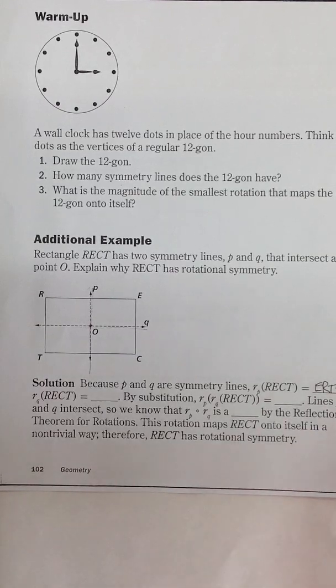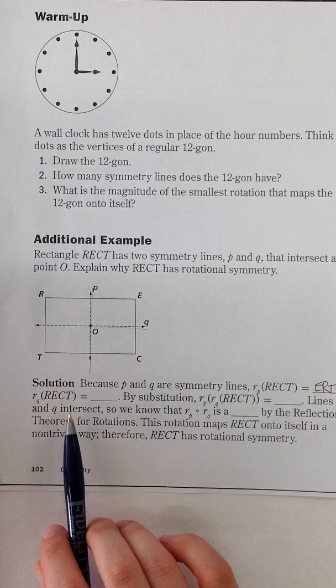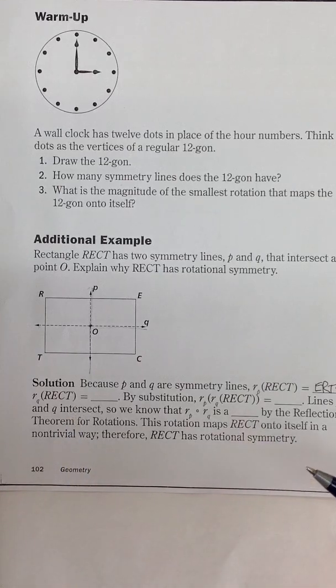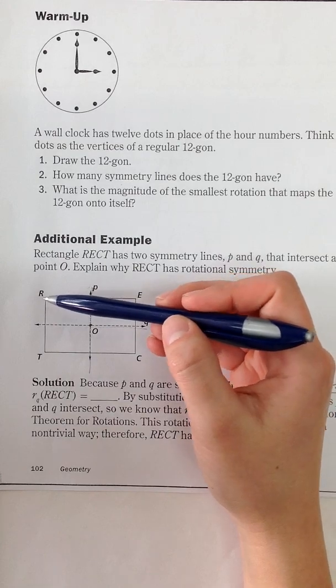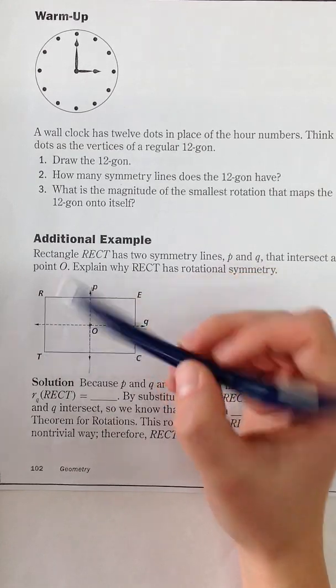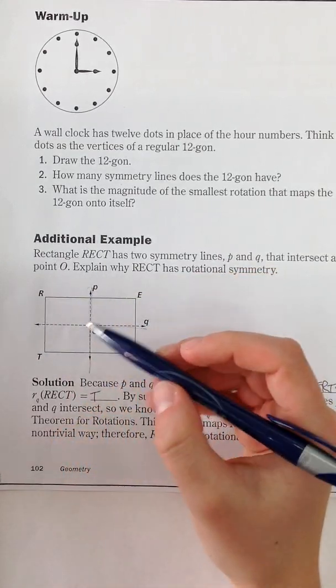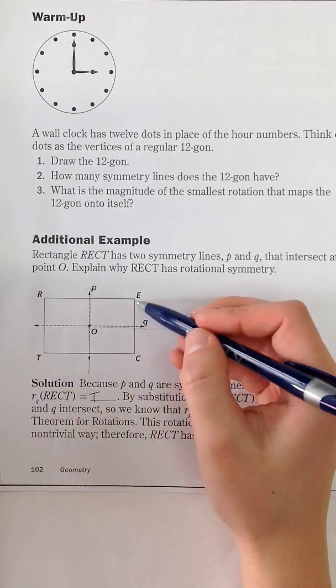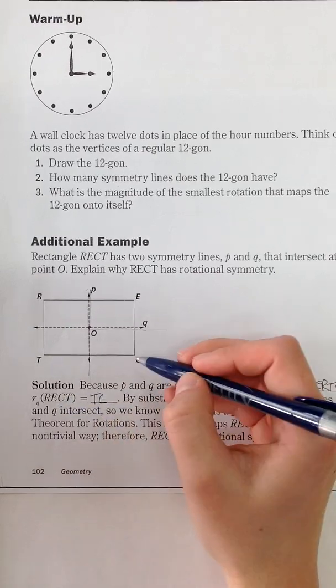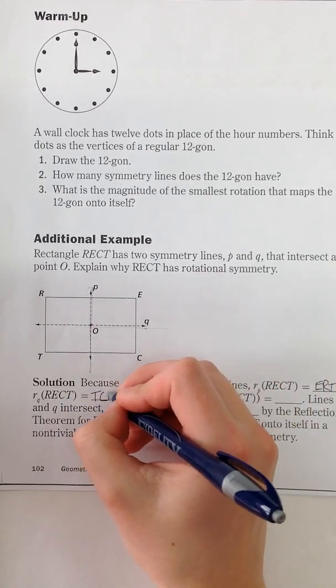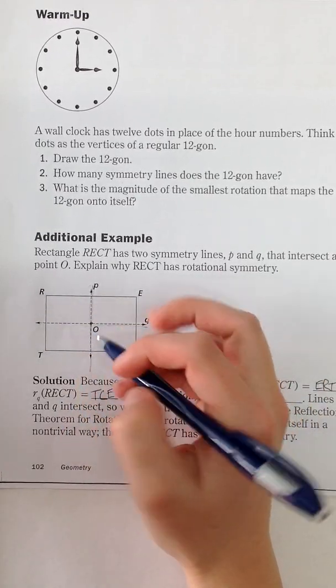And then if I do a reflection over Q, I take my original shape and flip it over Q. R flipped over Q would be T. E flipped over Q going this way is C. C flipped over is E. And T flipped over is R.